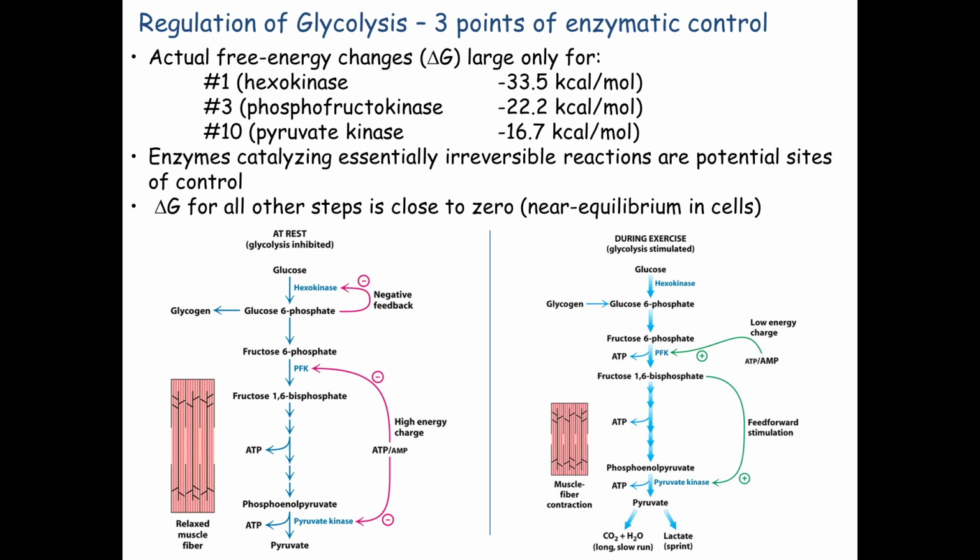So what about step 10? Step 10 is a little different. On the left, it's simple. Just like with PFK, ATP binding to pyruvate kinase turns it off. AMP does not bind to it, however. Okay, so ATP binding to pyruvate kinase, just like PFK1, turns it off.